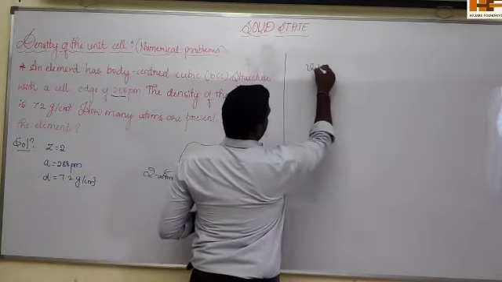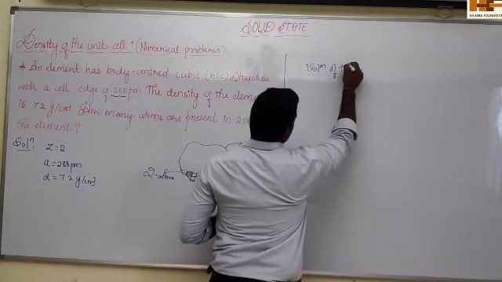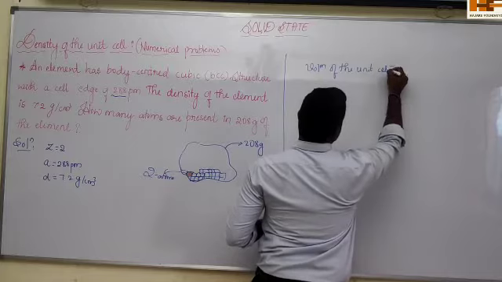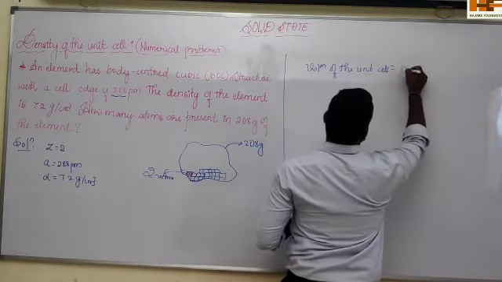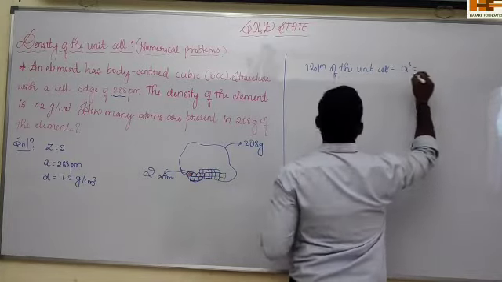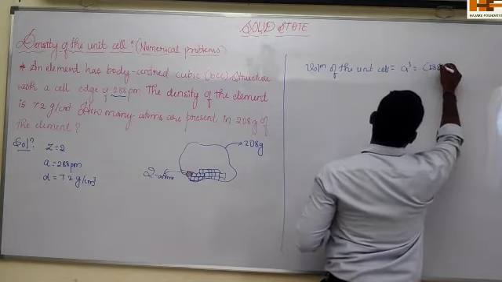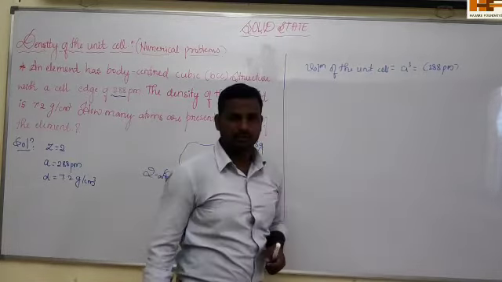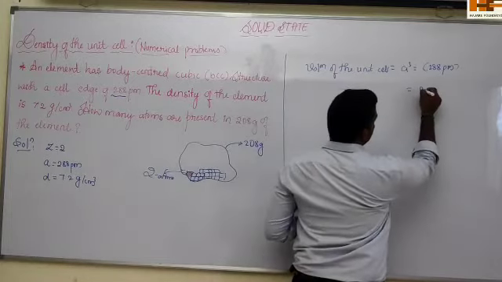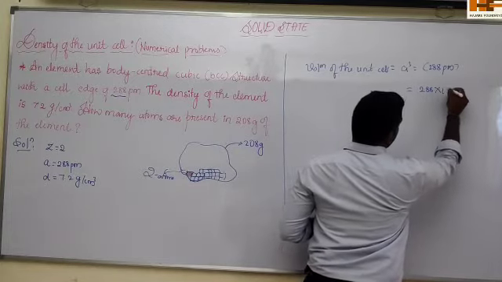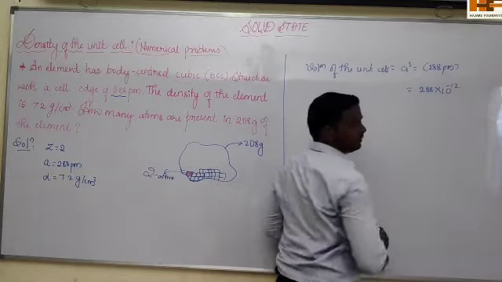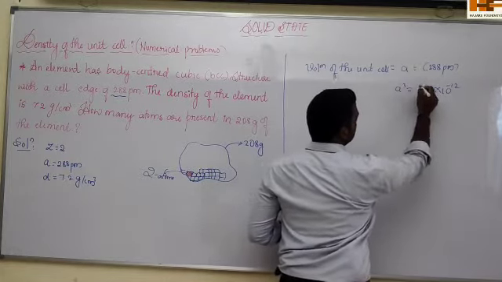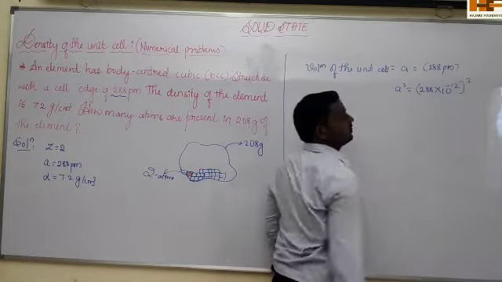Find out the volume of the unit cell, which is equal to a cube. So that is 288 picometer. Picometer means 288 into 10 to the power minus 12. But here it is a; I want a cube. Hence it should be cubed.